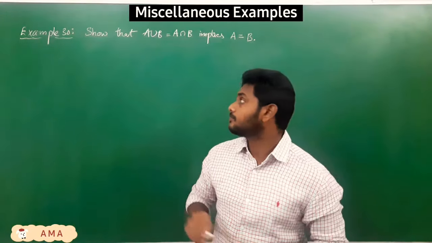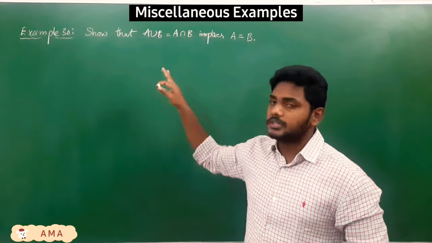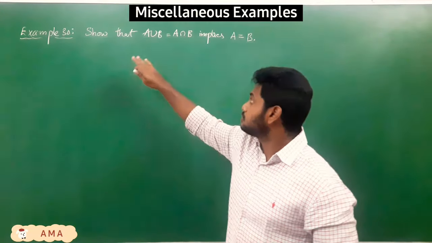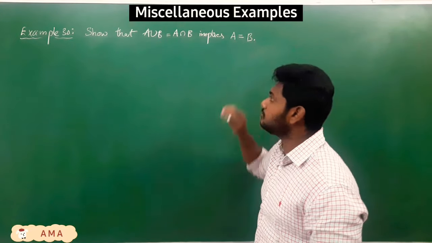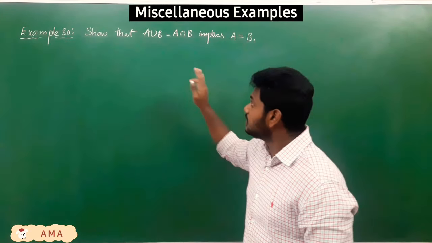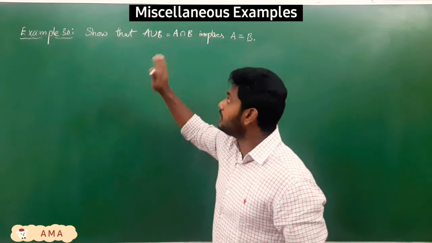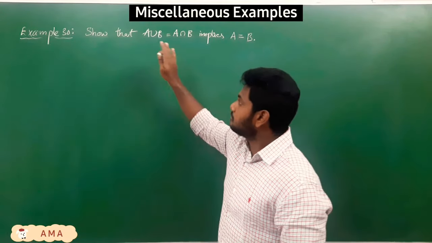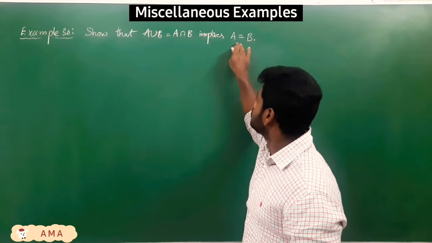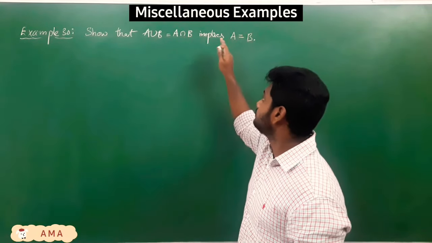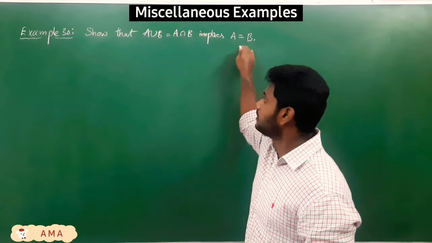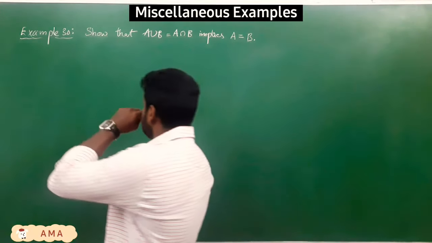So the question is, show that, this topic is based only on concepts. Show that A union B is equal to A intersection B implies A equal to B. Don't confuse that. We need not show that A union B. By using A union B equal to A intersection B, we need to prove that A equal to B.